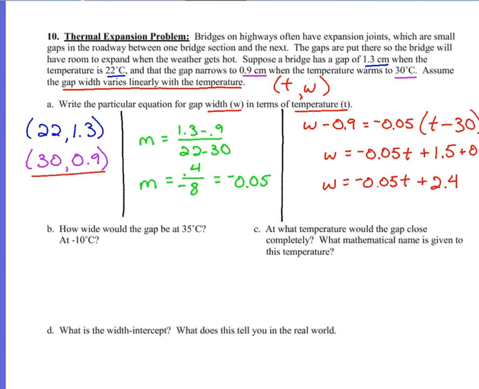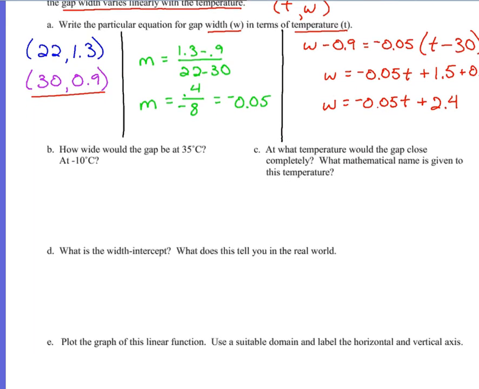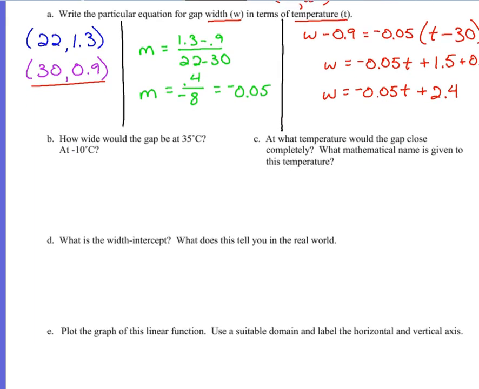Okay, well, once we have an equation in place, it'd be nice to use it for something. So let's go down to some of these follow-up questions. For part B, we're trying to figure out how wide the gap would be at 35 degrees Celsius and then at negative 10 degrees Celsius. Thinking about what those represent in the context of this question, obviously those are temperatures, so those are going to be associated with our t variable.